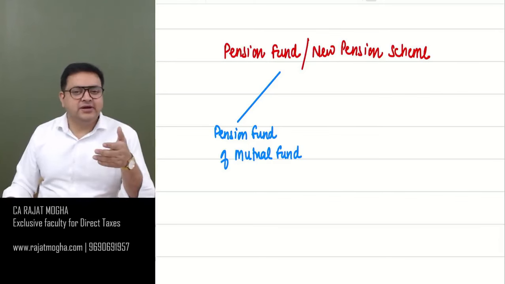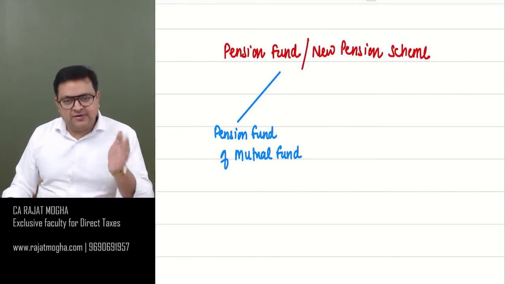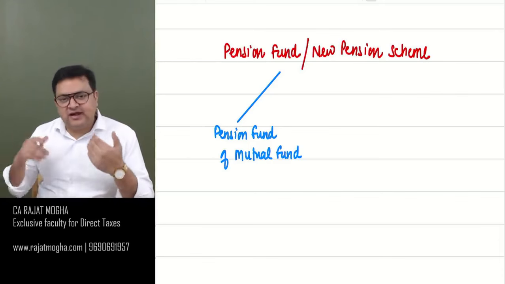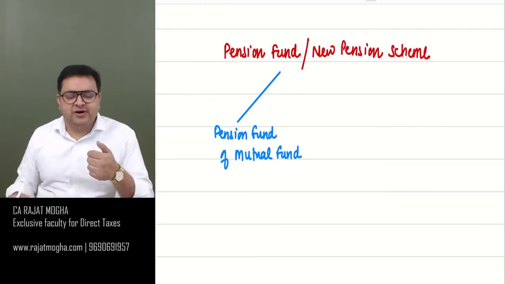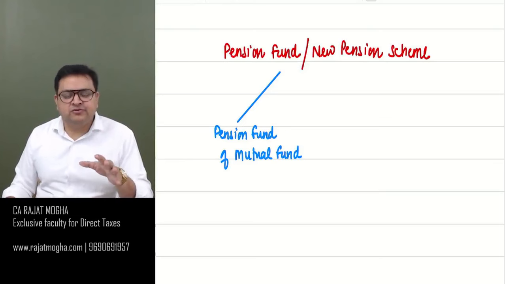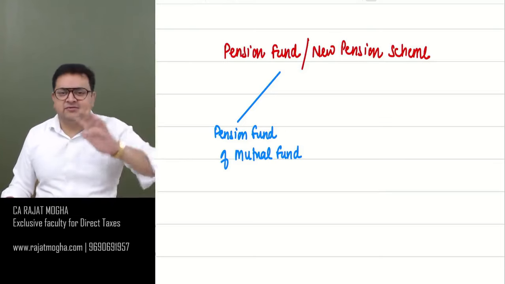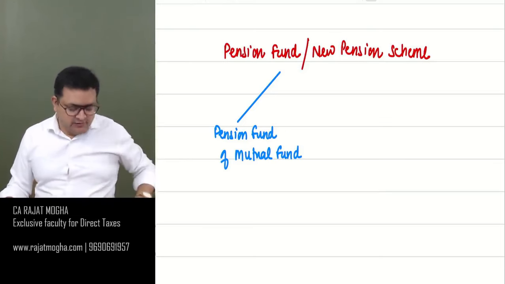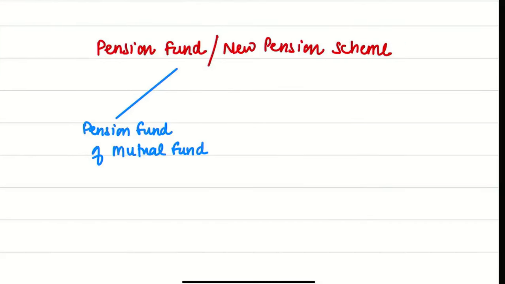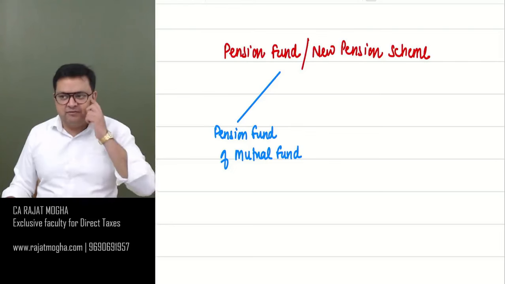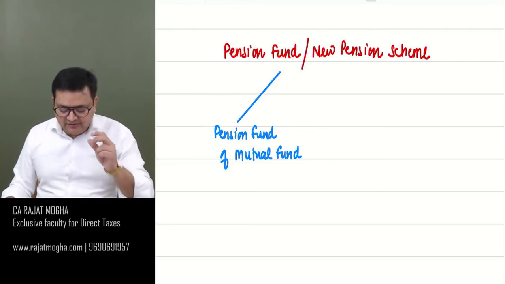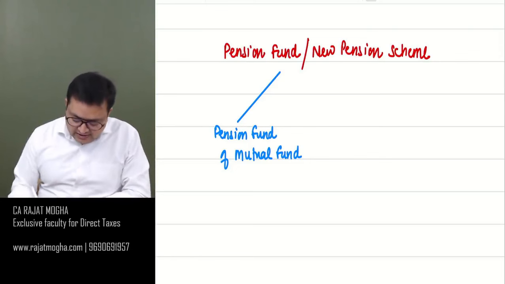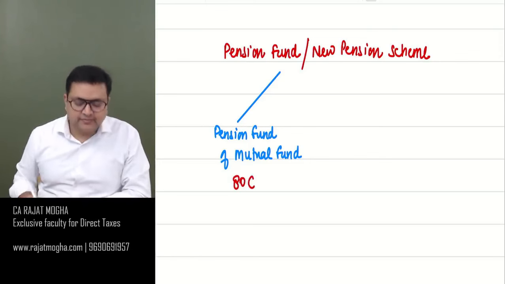He can deposit, and after a particular point of time, he would be receiving that money back from the mutual fund or from any other scheme where he has deposited the amount. So today there are so many schemes which are available in market. Some mutual fund companies also offer such type of pension fund. So if it is a pension fund of a mutual fund, then this deduction is available under 80C. Correct?